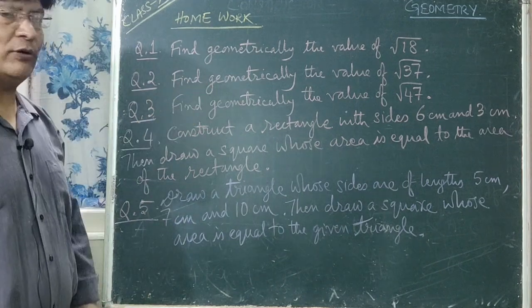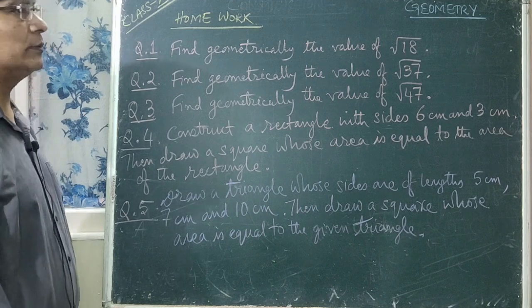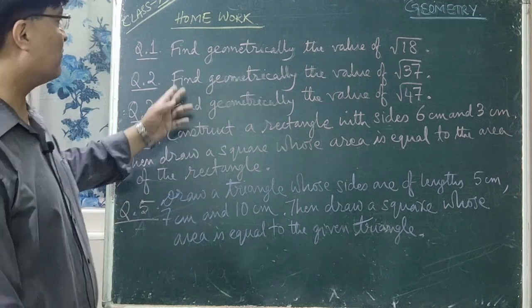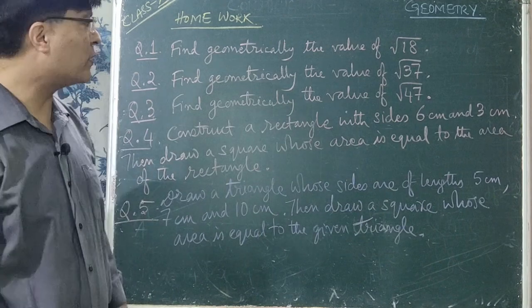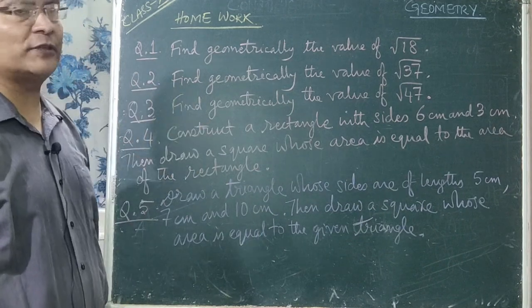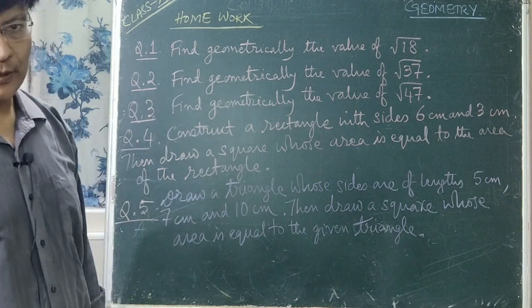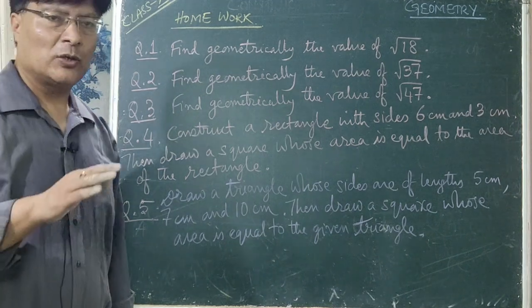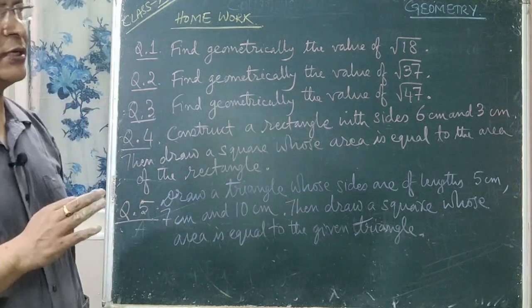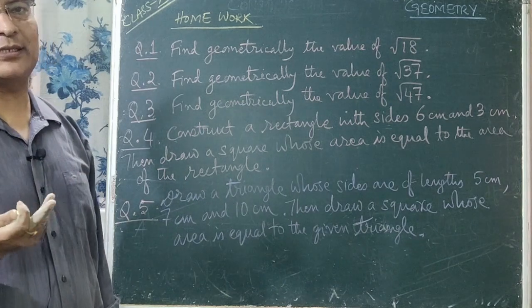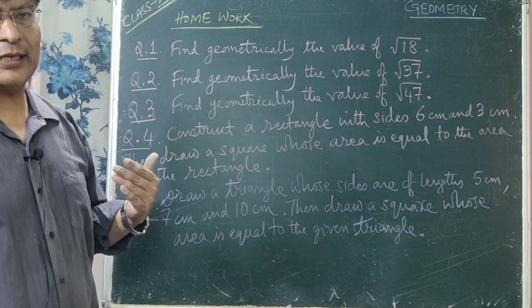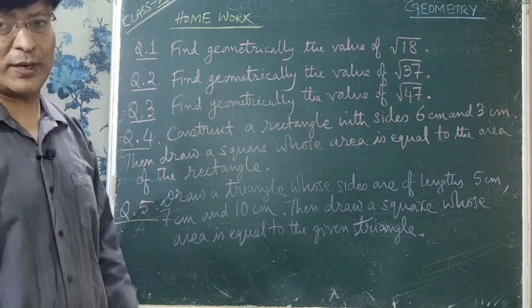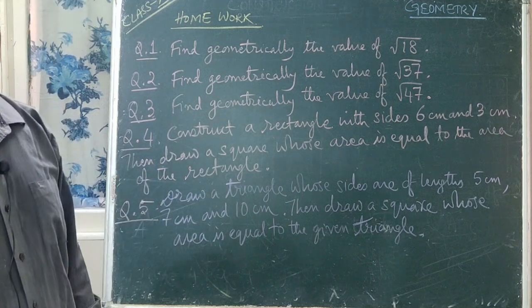Question number 2 is, find geometrically the value of root over 37. So how can you find out the square root of 37 geometrically? In this case, which two numbers are multiplied to get 37? 37 into 1 is 37. But 37 is the largest length as compared to 1, isn't it? So you can't write 37 into 1.